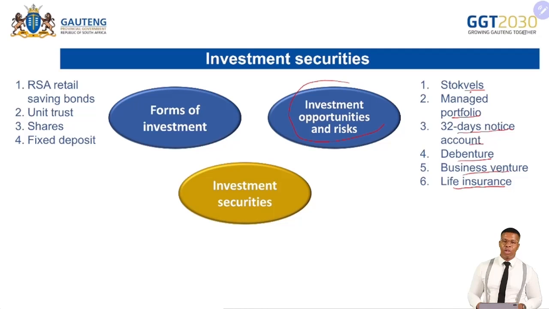But when you're looking into your forms of investment, you only have 4 there. That is your RSA retail savings bond. That is your unit trust. That is your shares and fixed deposit. What is key there is that in most cases, when you're looking into your section B and paper 2 and looking into question 2, the scenario is developed using the forms of investment. Because the forms of investment allow for a follow-on question.